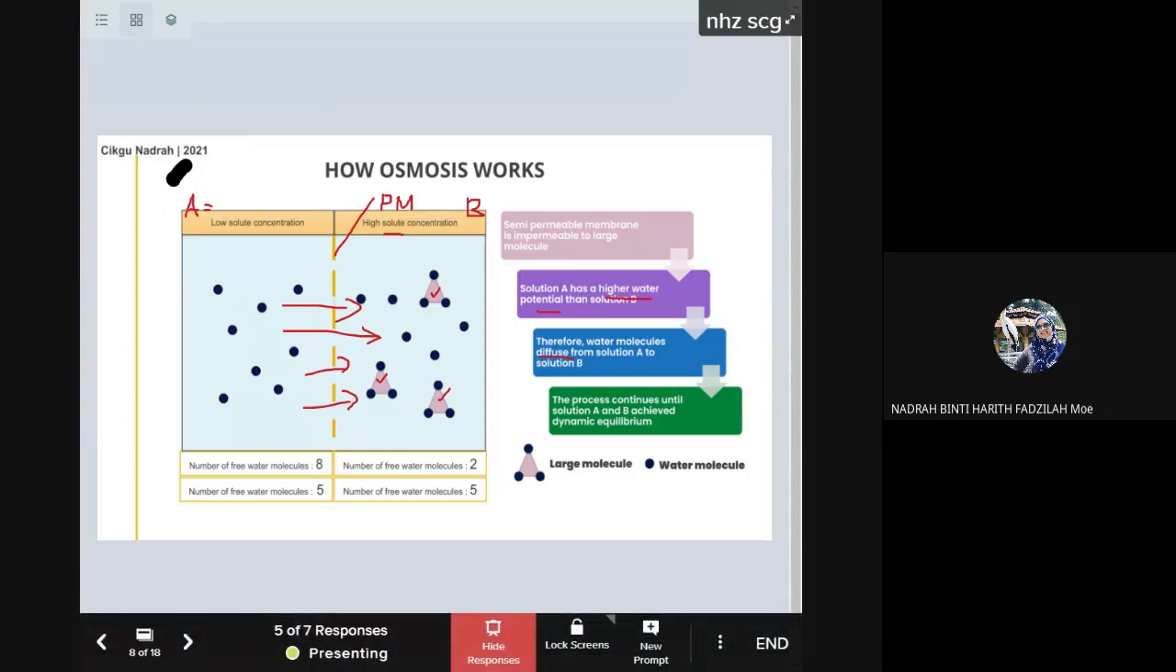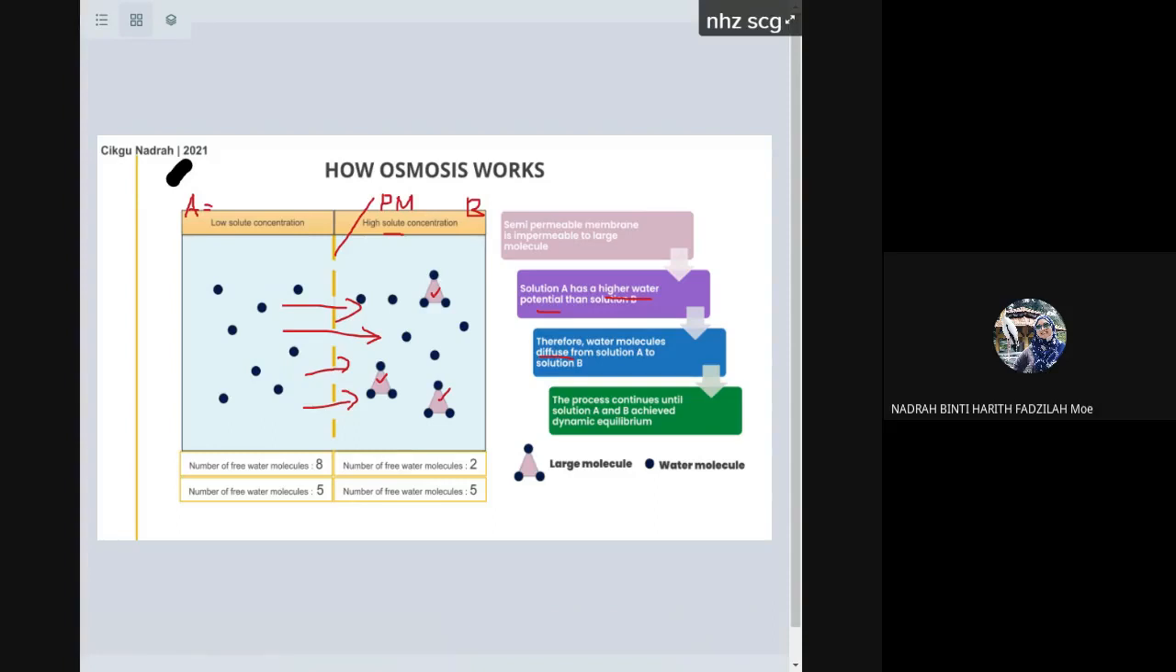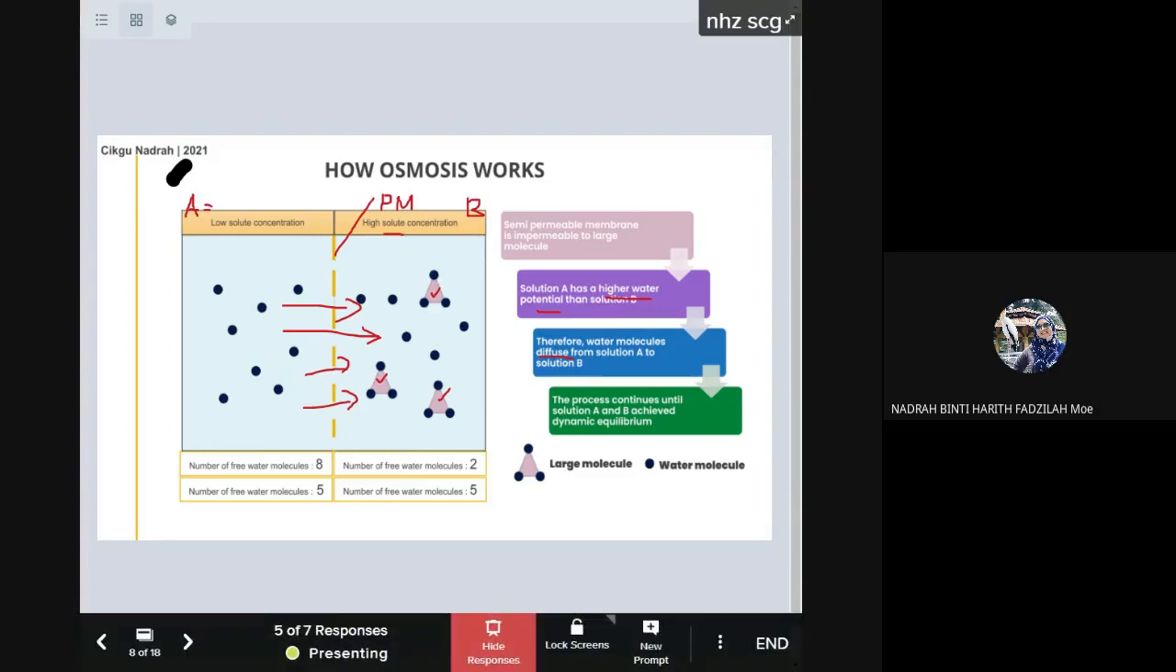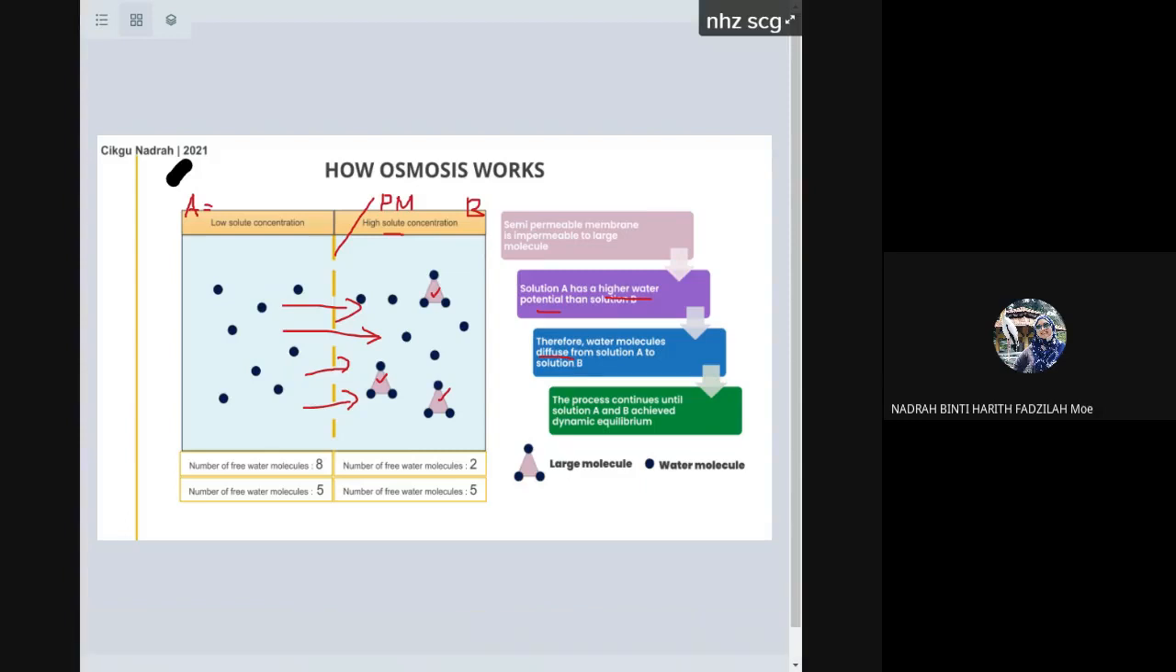So, this is osmosis. Osmosis, syarat-syarat dia mesti ada plasma membrane. Satu plasma membrane, only water molecules can diffuse through it. So instead of making the concentration of solute balance kiri dengan kanan antara A dengan B, kita tak boleh balance kan sebab solute tu besar sangat. So we balance out the concentration of water.